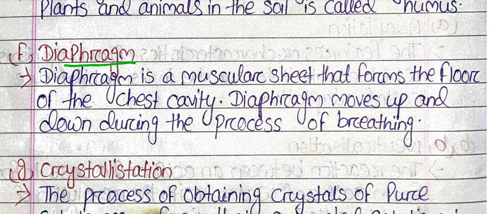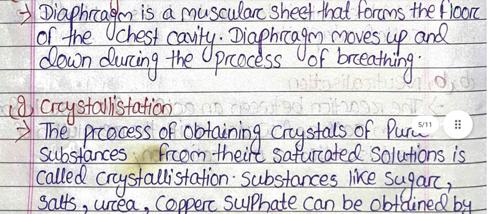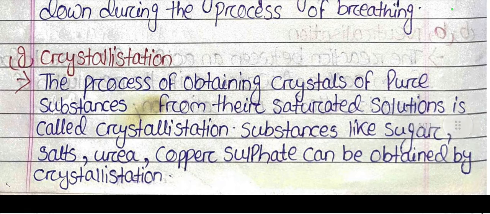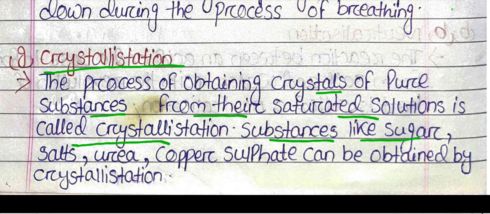Diaphragm. Diaphragm is a muscular sheet that forms the floor of the chest cavity. Diaphragm moves up and down during the process of breathing. And crystallization. The process of obtaining crystals of pure substances from their saturated solution is called crystallization. Substances like sugar, salts, urea, copper sulfate can be obtained by crystallization.